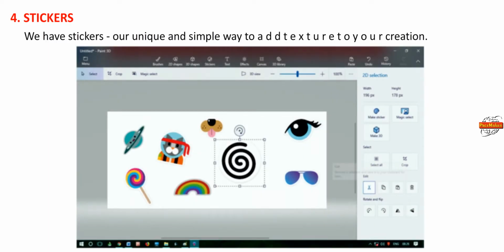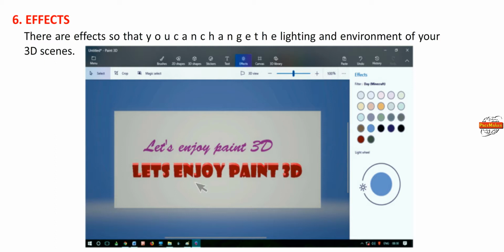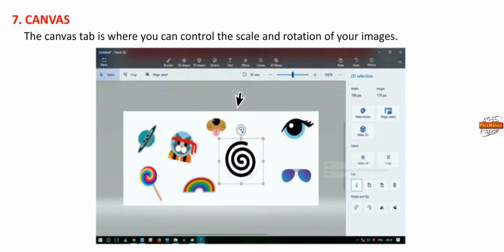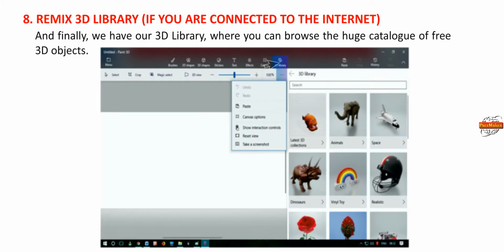Stickers. We have stickers, our unique and simple way to add texture to your creations. Text. The Text tab gives you both 2D and 3D text options. Effects. There are effects so that you can change the lighting and environment of your 3D scenes. Canvas. The Canvas tab is where you can control the scale and rotation of your images. Remix 3D library, if you are connected to the internet. And finally, we have our 3D library, where you can browse the huge catalog of free 3D objects.